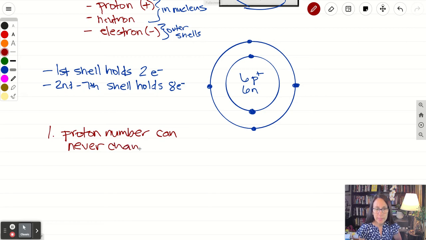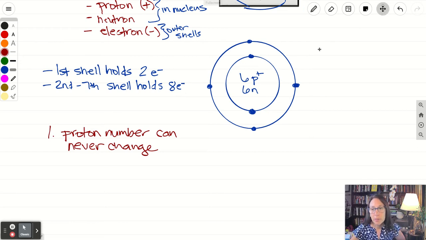Okay, so what I mean by that is, let's say we're talking about carbon, which has 6 protons. You cannot add a new proton. If you add a new proton into this nucleus, then you will have 7 protons, and now you have nitrogen. Okay, that's how you make new atoms. You add a proton, and we do that.